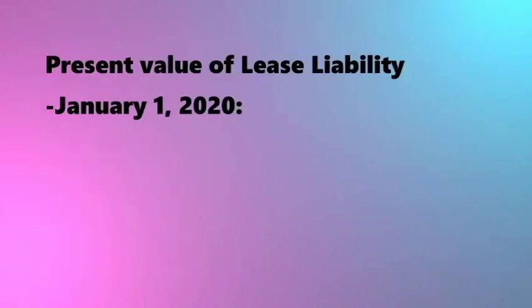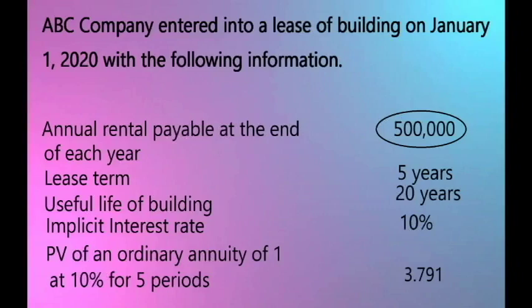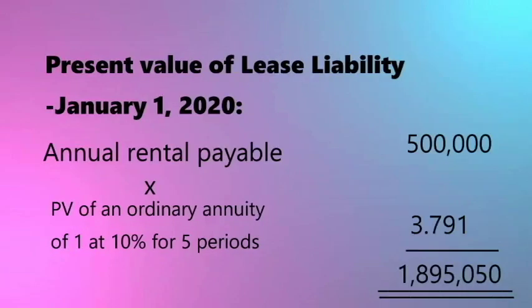So, first step is kukumputin natin yung present value noong January 1, 2020. Para makompute natin ito, ita-times natin yung annual rental payable at the end of each year times PV of ordinary annuity of 1. Sa case na ito, 500,000 times 3.791 is equal to 1,895,500. So yun na yung PV natin.